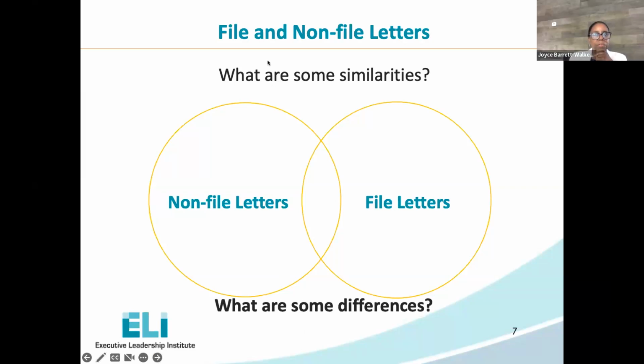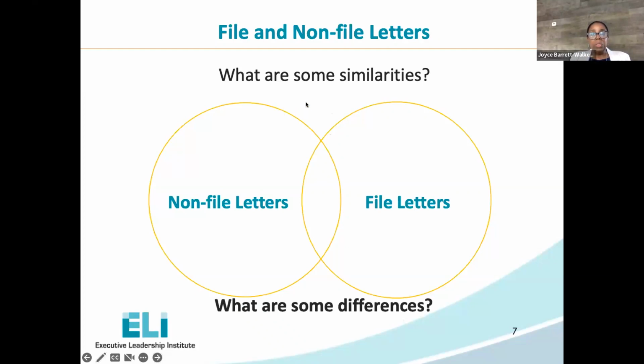Anything of importance? What is the difference between a non-file letter or a letter to file? And then we have some similarities. Okay, we have a comment: signature acknowledging receipt. That's what a file letter requires, a conference. Thank you. So I have Mary and Wanda commented. One goes in the file, and that would be the file letter. Thank you. The other one does not. That would be the non-file letter.